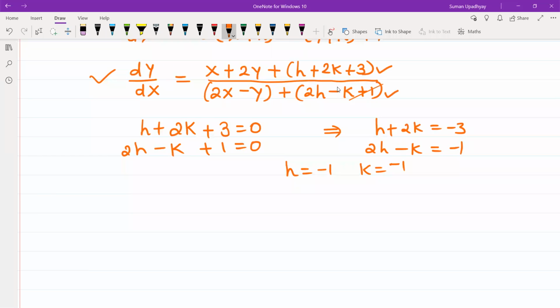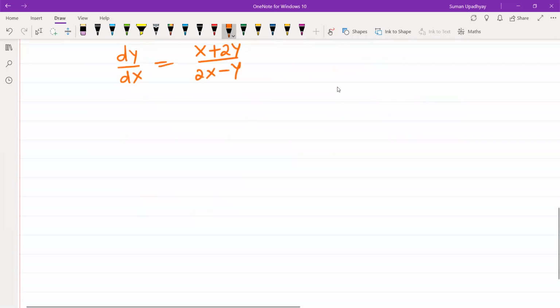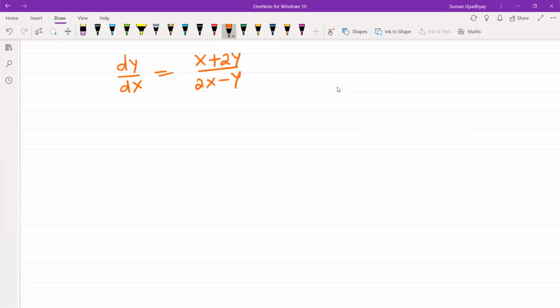So now I will substitute the values of h and k in this equation. h is going to be -1, k is also -1, so -1, -2, -3, -3 plus 3 will become 0. So this term will become 0. After substituting the values for h and k, ultimately what you will get is dY/dX equals (X + 2Y) upon (2X - Y). Now is that a homogeneous differential equation now? Yes, ma'am. Okay, now it is homogeneous.